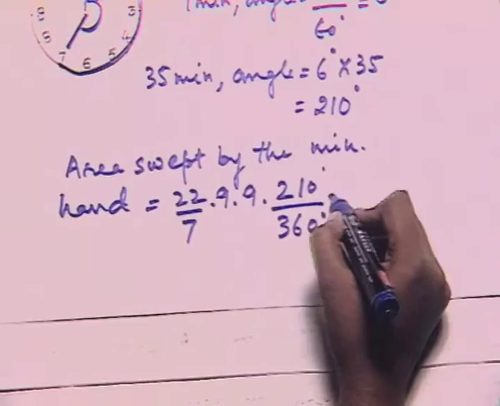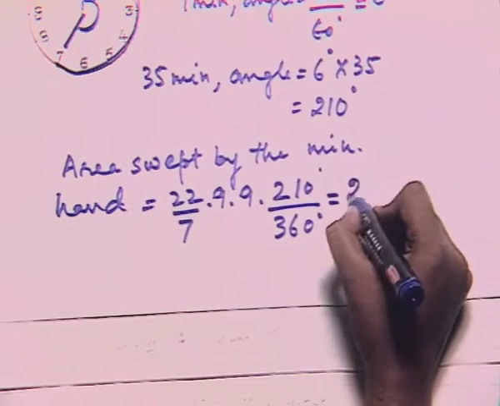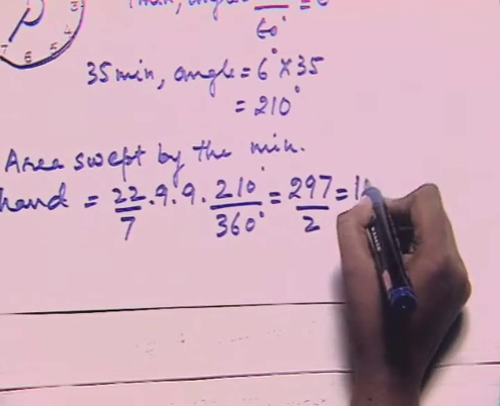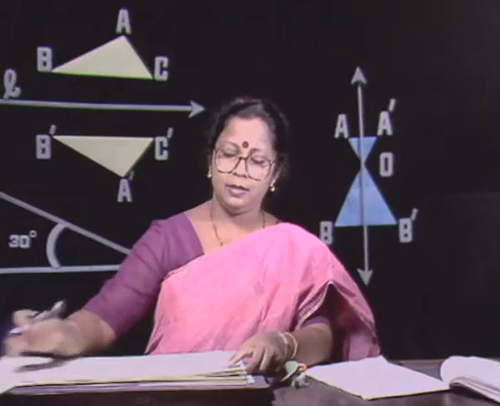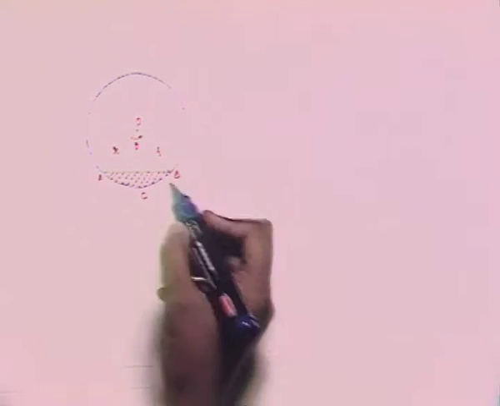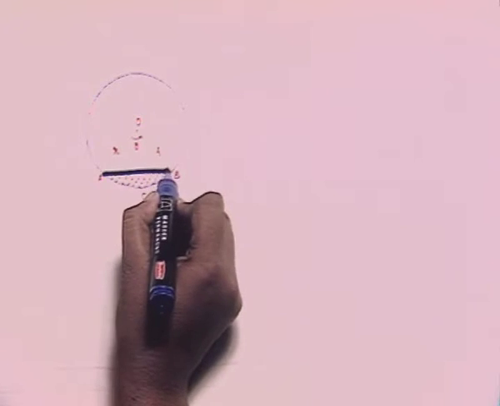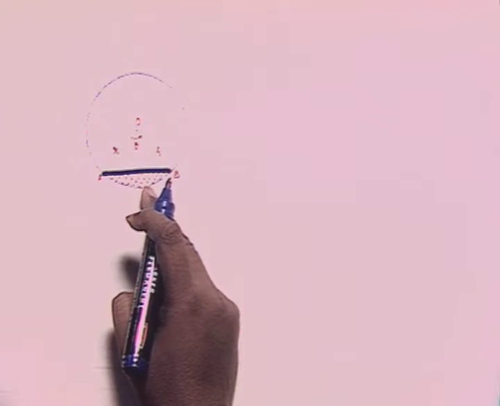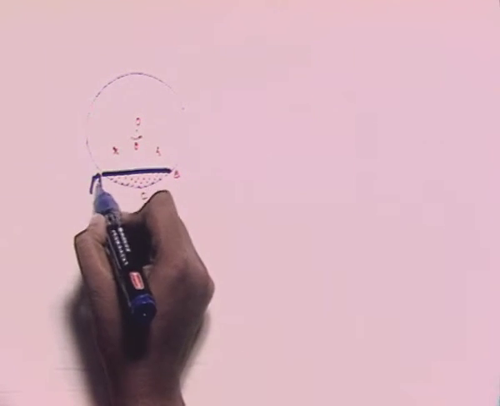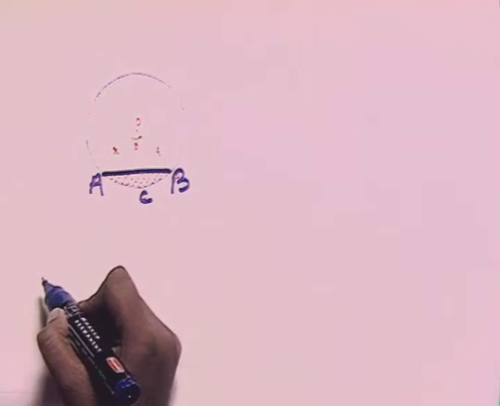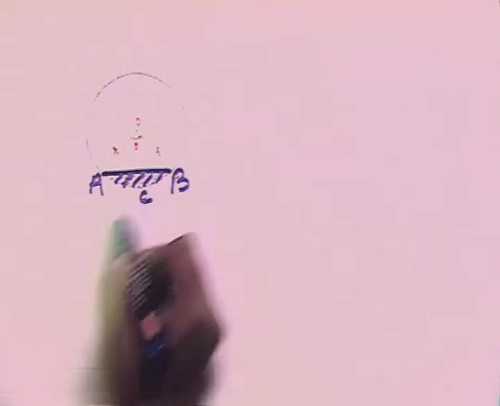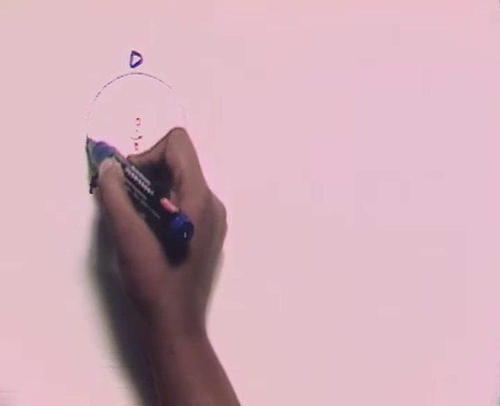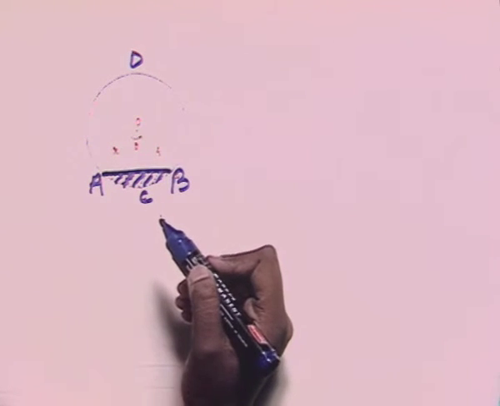And what do we get after solving this? This is equal to 297 upon 2, which is equal to 148.5. Now, look at this circle. What is this chord doing? This chord is dividing this whole circle into two segments. One is segment ACB, and this is the minor segment, and another is the segment BDA, that is the major segment.